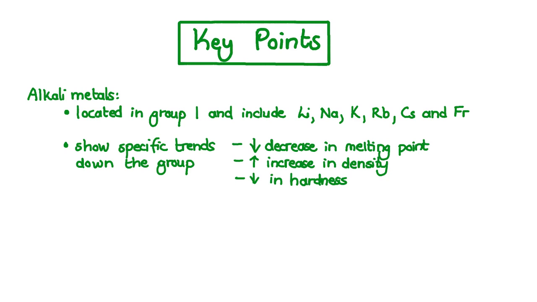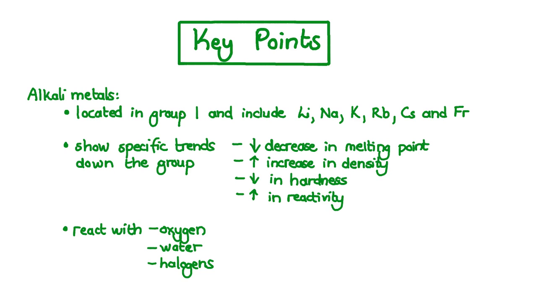In terms of physical properties, we saw that going down the group there is a decrease in the melting point, an increase in the density, and a decrease in the hardness. In terms of chemical properties, we saw that there is an increase in the reactivity moving down the group. We learned that reactivity is a function of the atomic radius and the ease with which, or the amount of energy required to, remove a valence electron in a reaction.